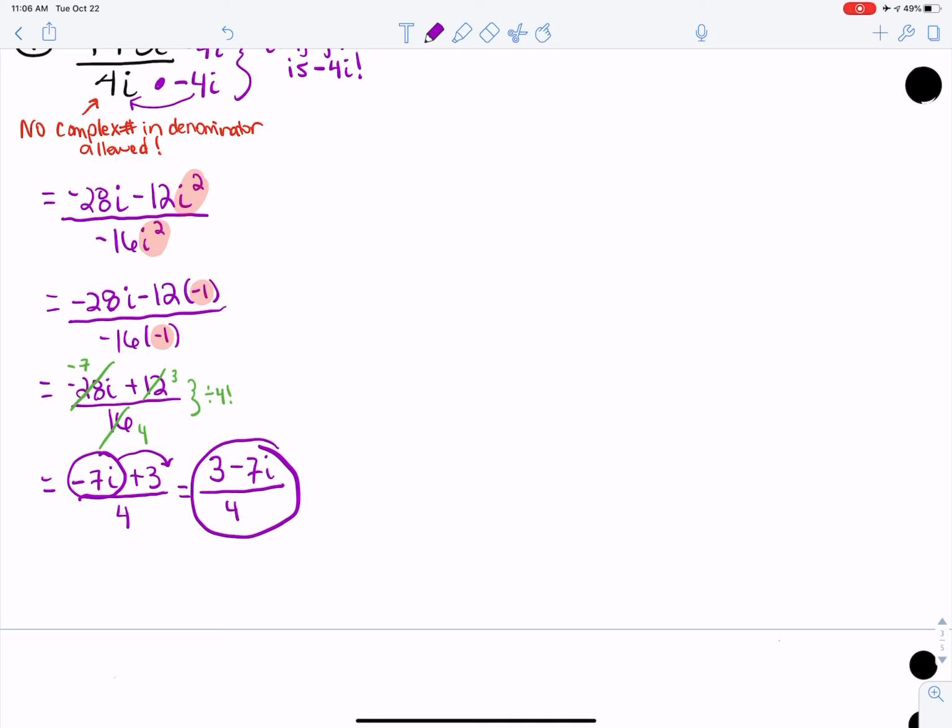If you put the imaginary number in front and the real in the back, is it wrong? No, it's not wrong, but it's just not in standard form. So you need to make sure you put it in standard form where the real is in the front and the imaginary is in the back.